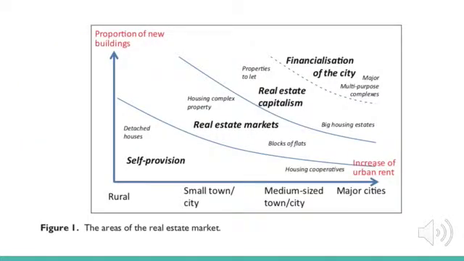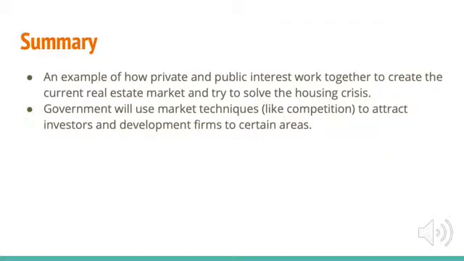So if we want to place our case study in the context of this chart, we can place it in the section of real estate capitalism, so that they're hoping to see a huge increase in urban rent, which is what's motivating these investors and developers and the government to create this new community. So this is an example of how private and public interests work together to create the current real estate market and to try to solve the housing crisis and to create new, greener communities based on Amsterdam's values. The government will use market techniques like competition, therefore, to attract investors and development firms to certain areas to create new, thriving communities in Amsterdam.